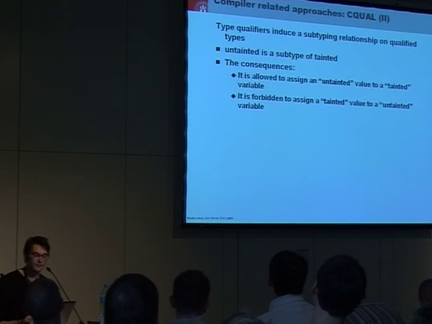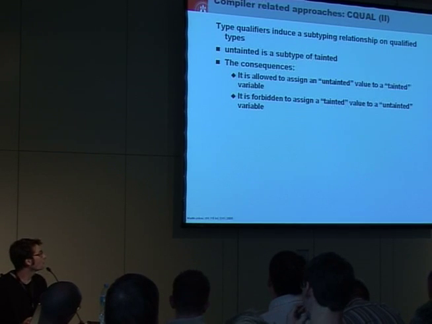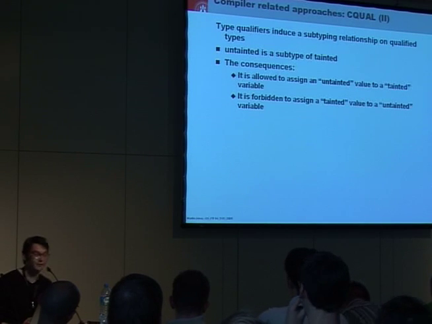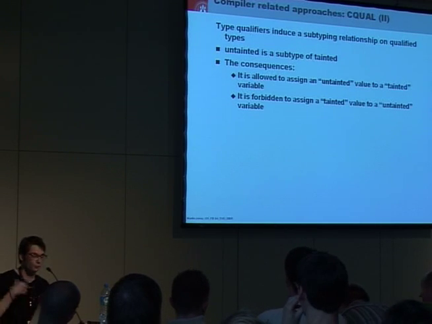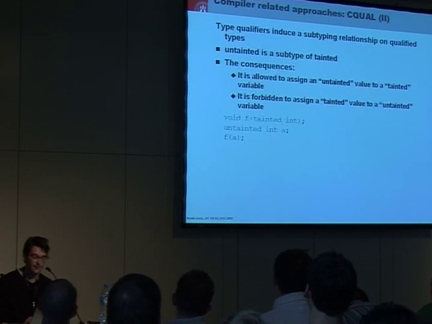This is some theoretical background, but all we want to know is that it is forbidden to assign a tainted value to an untainted variable, and it is allowed to assign untainted values to a tainted variable. So we only want to make sure that our secure code or our vulnerable functions don't get untrusted data.